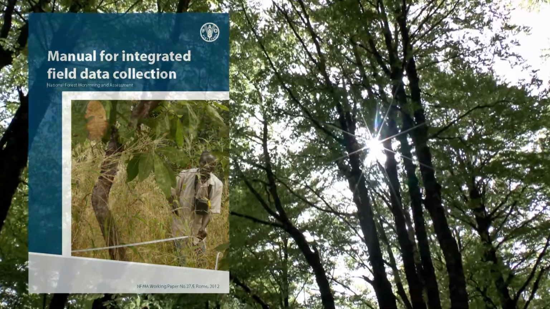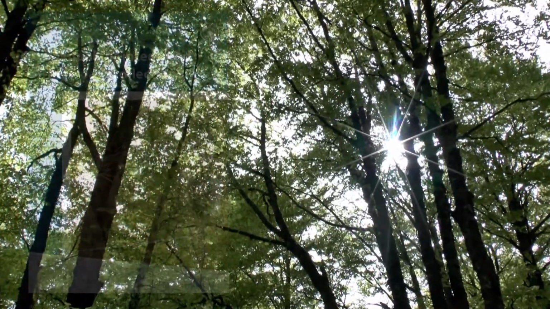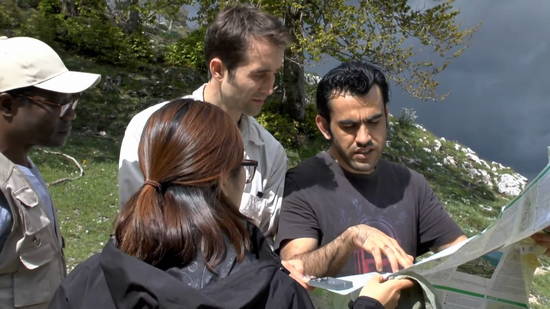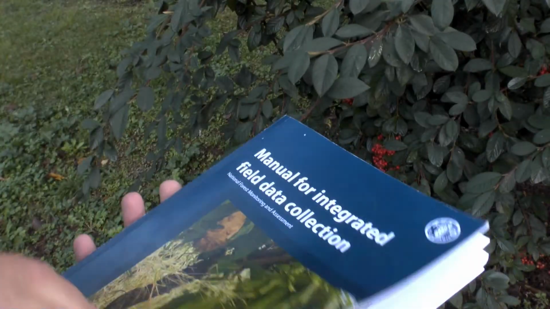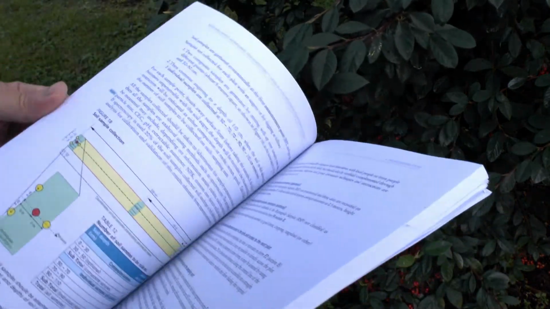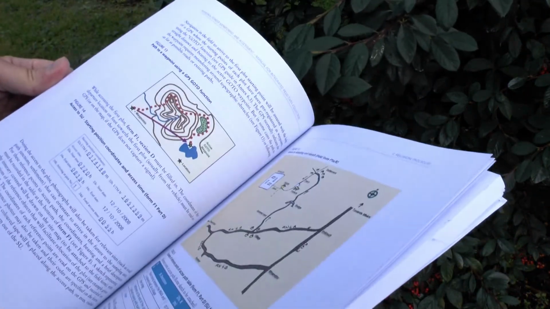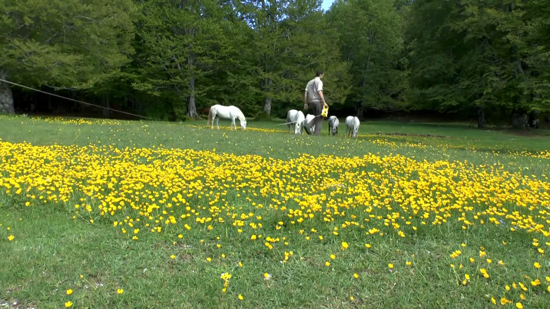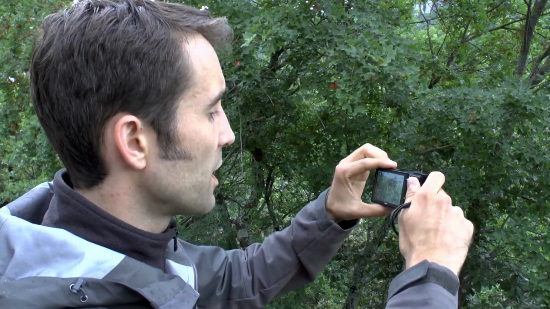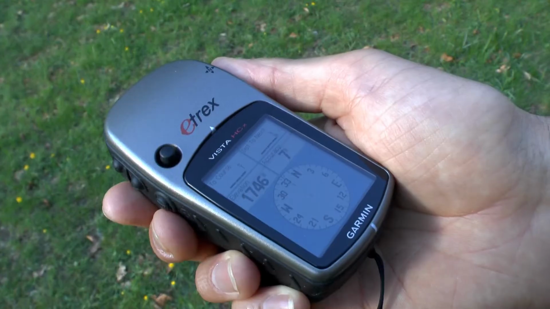This film introduces the FAO Manual for Integrated Field Data Collection, providing guidelines and descriptions of methodologies for field data collection to inventory and monitor forests and tree resources and other land uses. The guidelines are aimed at field data collectors as well as national forest inventory planners, trainers and field inventory supervisors.